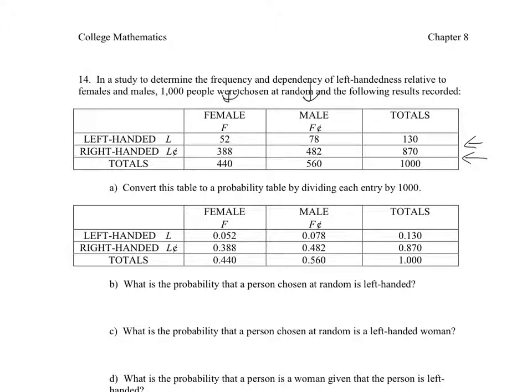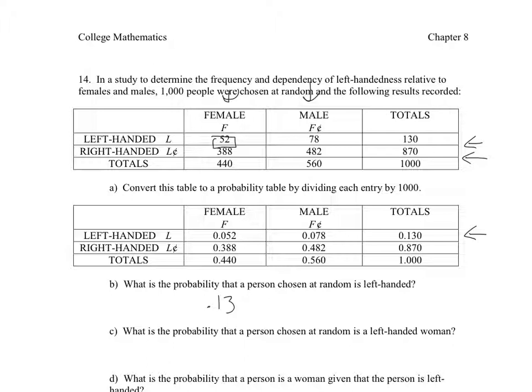So if we were to convert this to a probability table, we could take the number that we see, for instance, right here, where we had 52 left-handed females, divided by 1,000. That gives us 0.052. That's the probability that a female would be left-handed. And so we've calculated that for all of these values. And the question is, what's the probability that a person chosen at random is left-handed? Well, I want to look for the row that says left-handed, and when I get to the total, that's all I need. 0.13 is the probability that a person chosen at random would be left-handed.